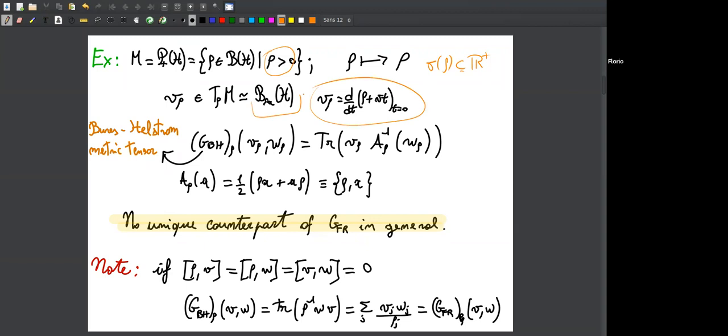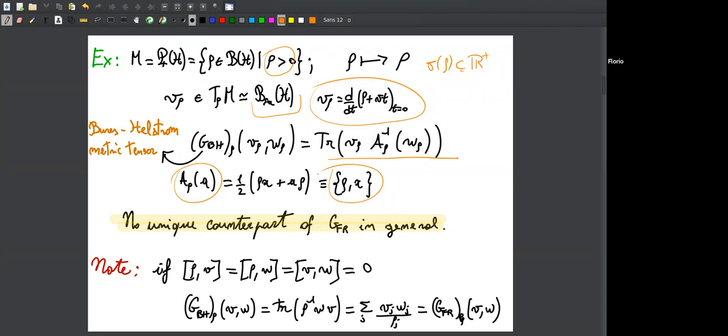The point is that here you have a kind of metric tensor, which is known as the Bures-Helstrom metric tensor, that you see here is defined in this way, and it requires the inverse of these operators, which is basically the anti-commutator. This metric tensor was actually defined trying to extend estimation theory to the quantum case. So just like the Fisher-Rao metric tensor has a lot to say with respect to estimation theory, this metric tensor has a lot to say with respect to quantum estimation theory.